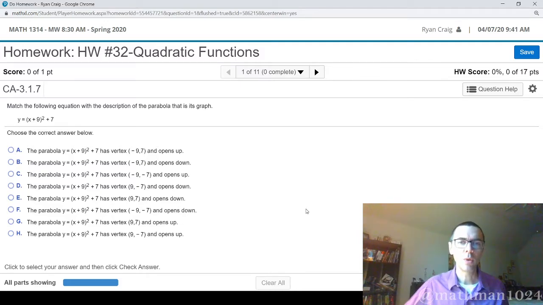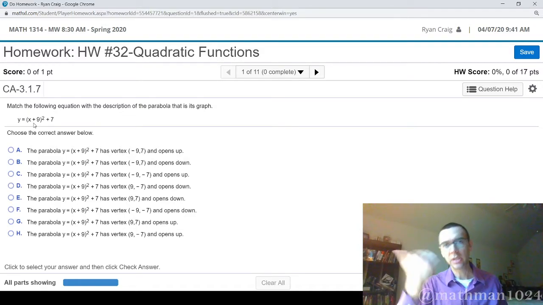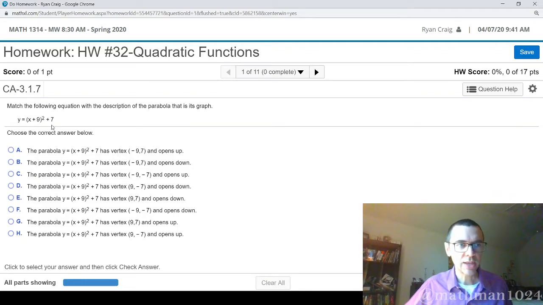Okay, so in this first one, it says match the following equation with the description of the parabola. Well, here's what we know. We know that's a parabola because of the square, and it's got a positive 1 for that lead coefficient, which means it's going to be opening up. The plus 9 is on the inside, so remember, inside is a horizontal shift opposite of what we see, so that means we're going to be shifting to the left 9. The plus 7 means I'm going to be going up 7. So if I'm going left 9 and up 7, my vertex is going to be negative 9, 7.